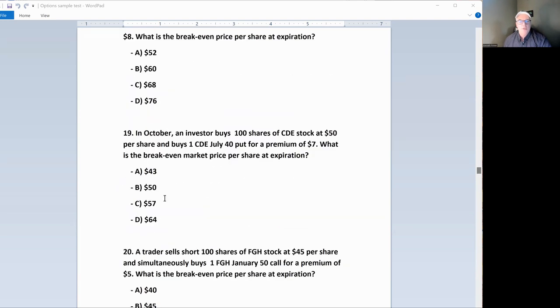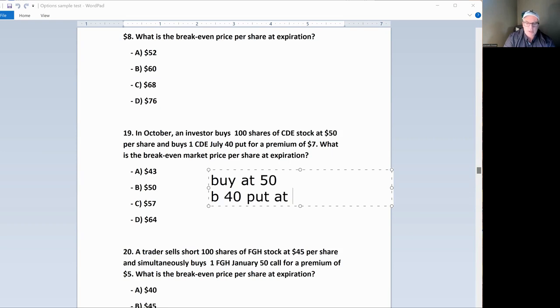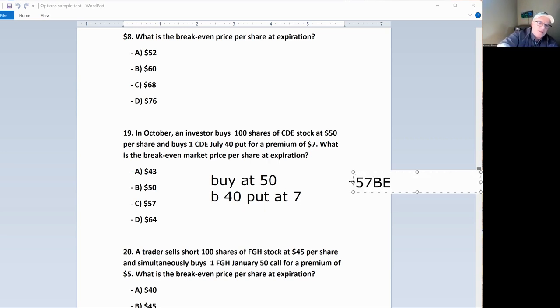Number 19, we're still going strong. Buy at 50. Buy a 40 put at 7. Buy and buy. We know it's the same, people. You don't need me to tell you what this is, so I'm not gonna. Of course I am. 57 is my break even. And since I'm long stock, what am I? Quite yes. I'm a big ass bull. Good. No weak ass bears. We're a big ass bull.